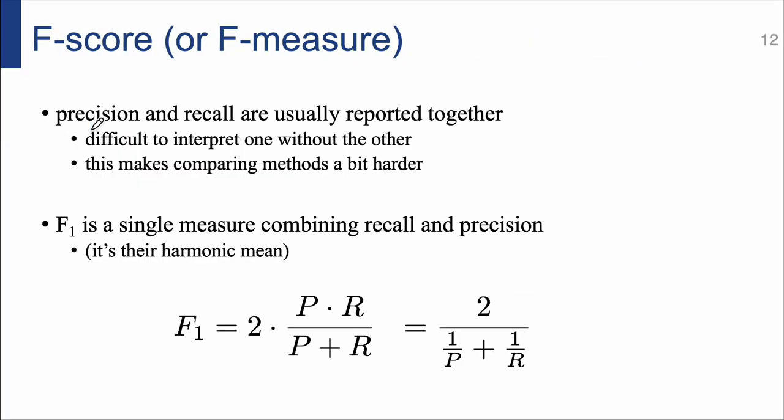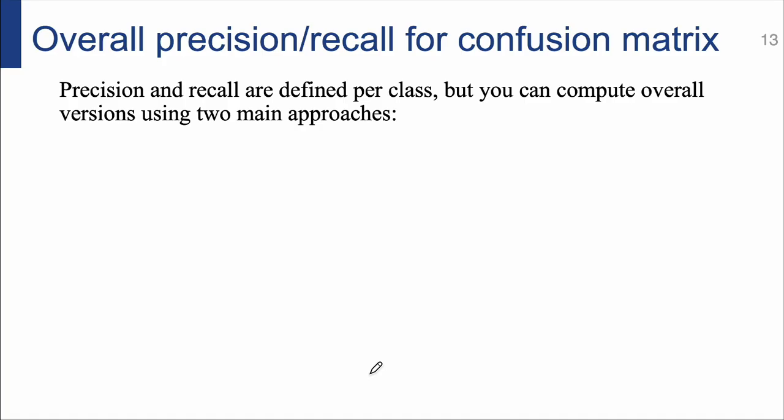Finally, there is a way to merge both precision and recall in a single number, which is called the F1 score. This is the harmonic mean of these two numbers, and it is defined as 2 times precision times recall over precision plus recall. As we mentioned, precision and recall are defined per class, but we can also try to average the precisions and recalls for every class to get a single number of either precision or recall for the full confusion matrix.